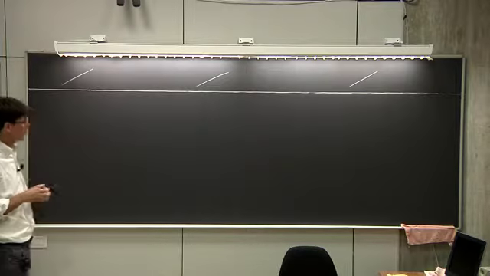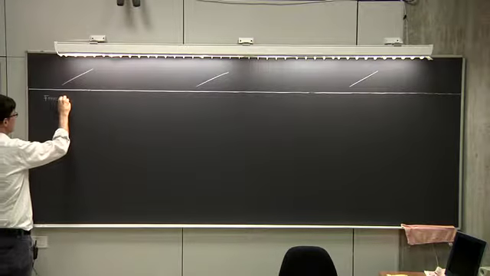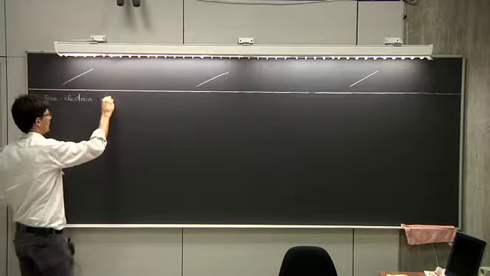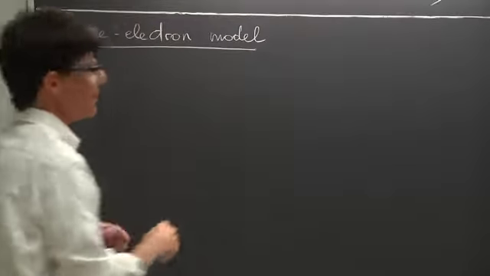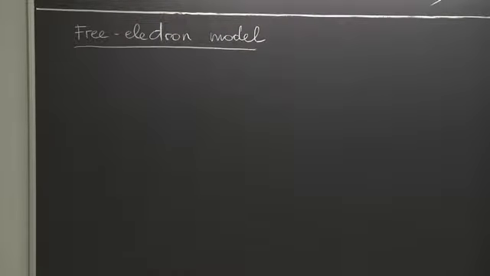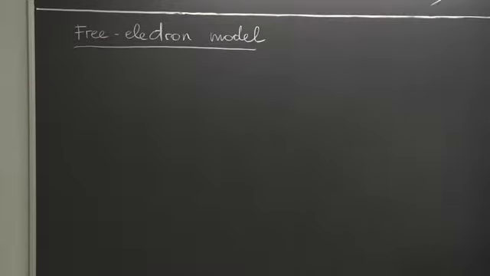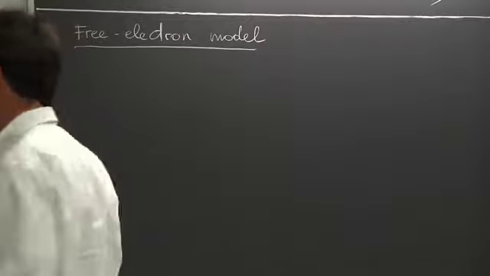Now, the model we're going to discuss, I'm going to start with the simplest model, which is the free electron model. This is a very extreme approximation that we're going to make. In fact, the free electron model is even too extreme for a number of properties, with a few exceptions. What does it mean that we are dealing with a free electron model?